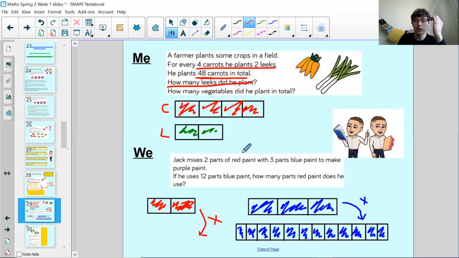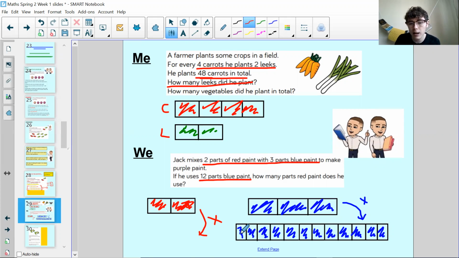Jack mixes 2 parts of red paint with 3 parts blue paint to make purple paint. If he uses 12 parts blue paint, how many parts red paint does he use? Once again, highlighting the key parts of our question, we've got 2 parts of red paint with every 3 parts of blue paint. So firstly, I've written out my bar model. I've got my 2 parts of red paint in here and my 3 parts of blue paint over here. If he uses 12 parts blue paint, I'll highlight that. How many parts red paint does he use?